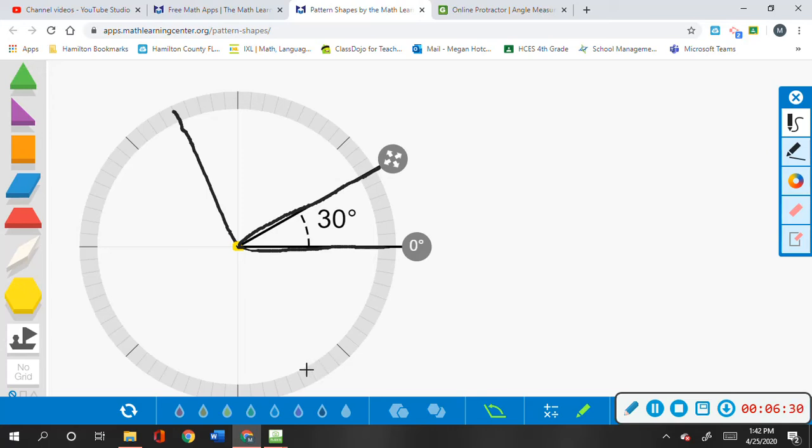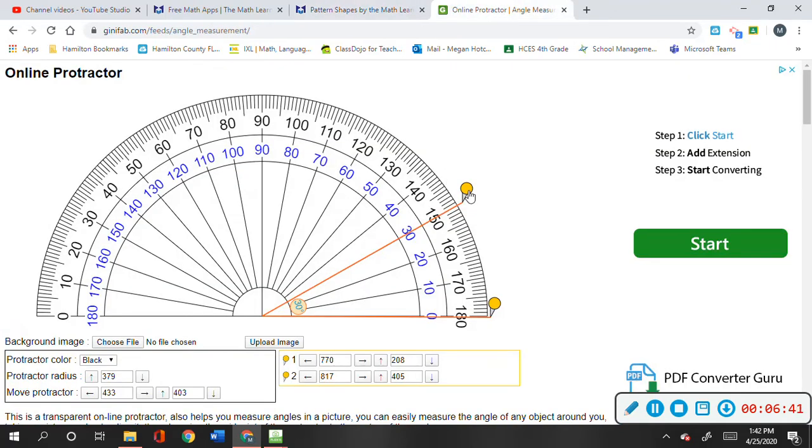Number 13 says, if you choose the other 30 mark and drew a point at that mark, what would the measure of the angle be? So if we go back over here, and we take this and we move it over to the other side, that would make it 150 degrees.